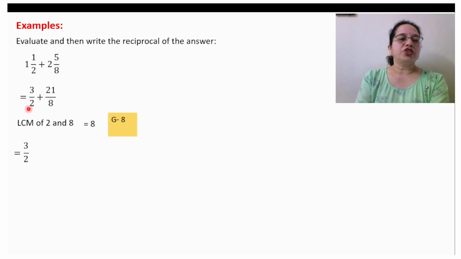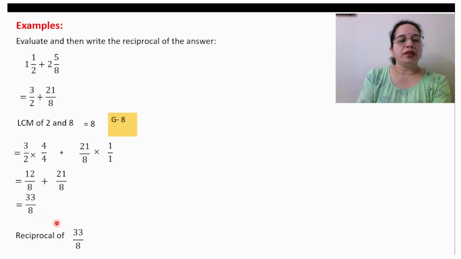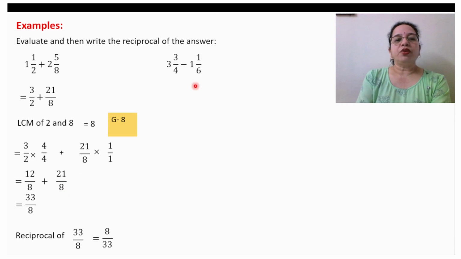Write down the first fraction 3 by 2. Now recite table of 2. 2 4s are 8. So we will multiply by 4 upon 4. Then plus sign is there. Write down the next fraction 21 by 8. 8 ones are 8. So multiply by 1 by 1. Now multiply numerator with numerator. So 12 upon 8 and 21 upon 8. Add the numerators, 33 by 8, and now we will take reciprocal of 33 by 8, that is 8 by 33. Now take one example from subtraction.